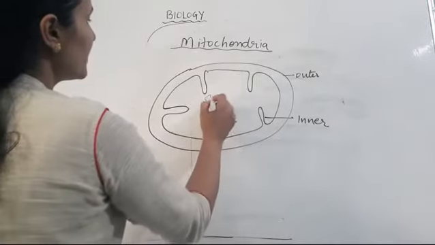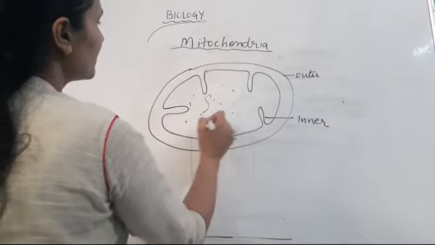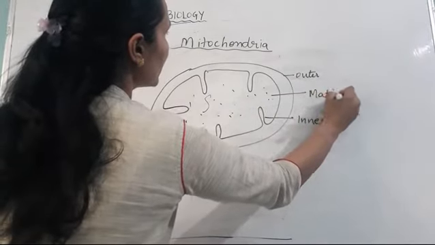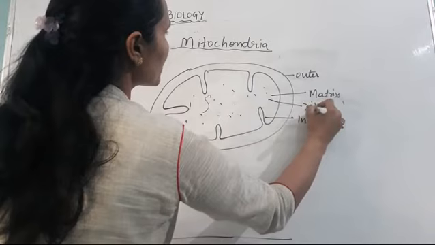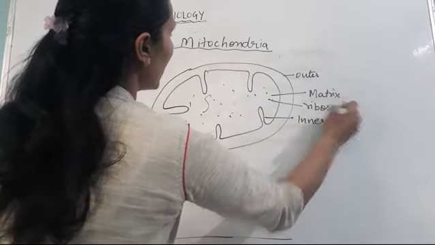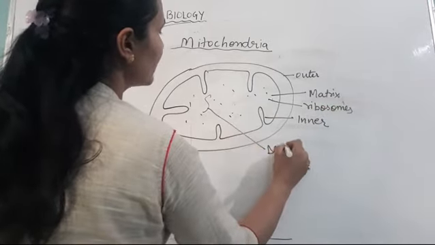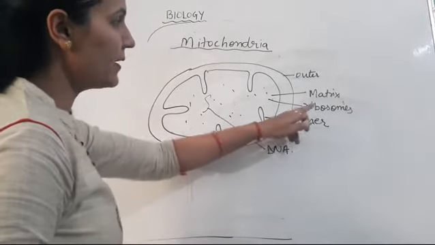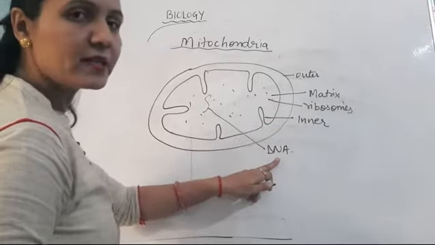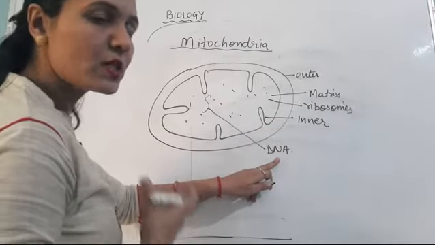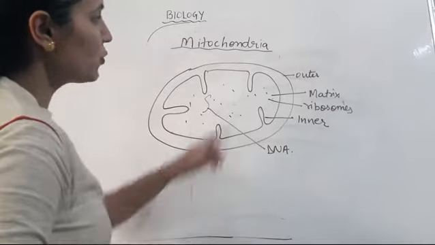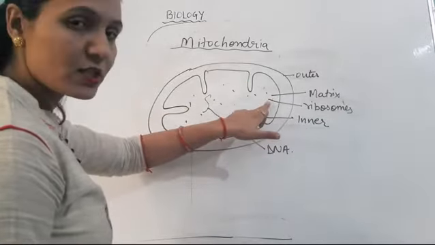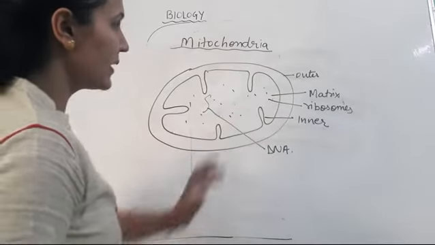And mitochondria have a matrix that contains ribosomes and its own DNA. This is a semi-autonomous organelle that contains its own DNA and ribosomes. That means it replicates by itself. So it is a semi-autonomous organelle. So mitochondria have two layers. One is the outer, the inner one is folded, and it consists of its own ribosomes and DNA.